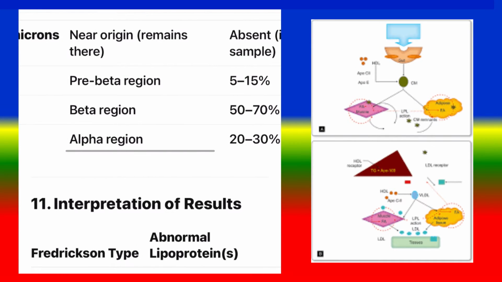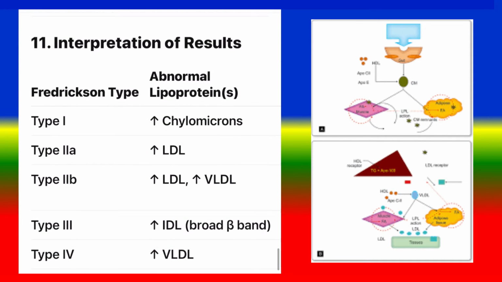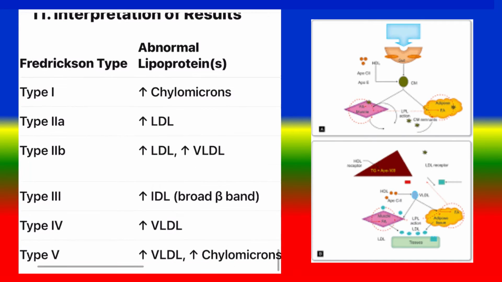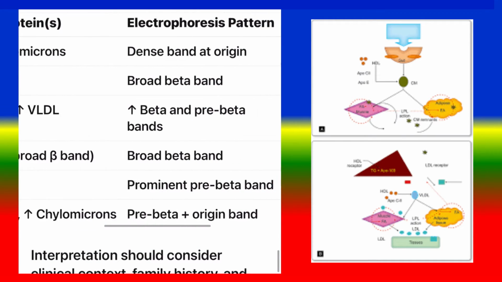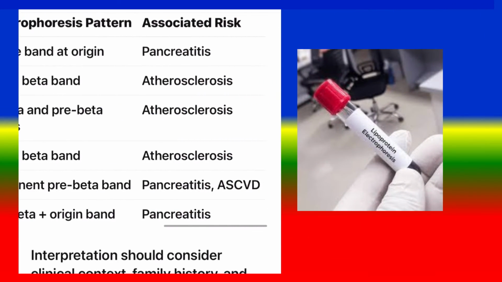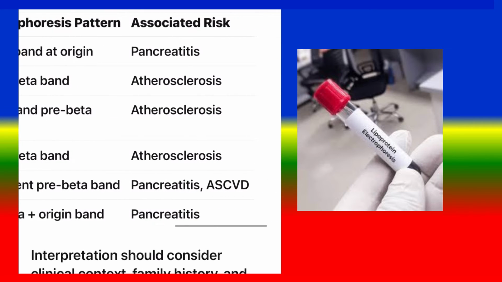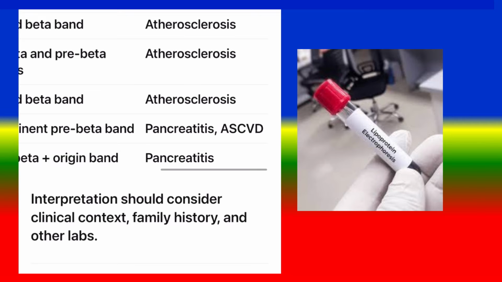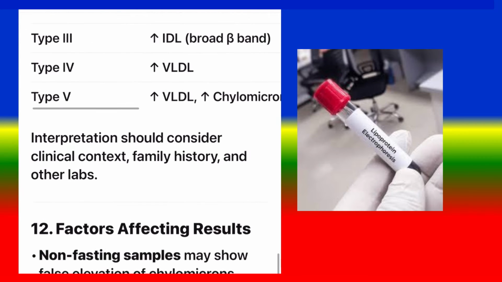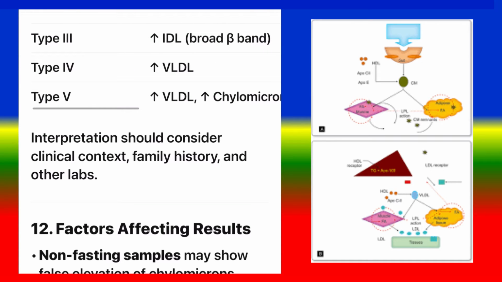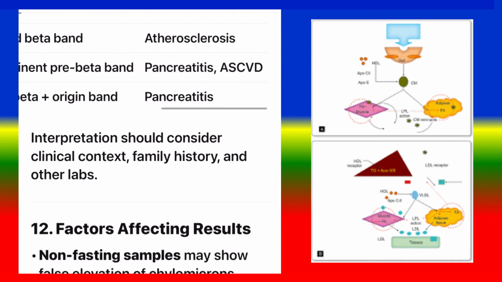11. Interpretation of results. Fredrickson type, abnormal lipoproteins, electrophoresis pattern, associated risk. Type 1, chylomicrons, dense band at origin, pancreatitis. Type 2A, LDL, broad beta band, atherosclerosis. Type 2B, LDL, VLDL, beta and pre-beta bands, atherosclerosis. Type 3, IDL, broad beta band, atherosclerosis. Type 4, VLDL, prominent pre-beta band, pancreatitis, ASCVD. Type 5, VLDL, chylomicrons, pre-beta plus origin band, pancreatitis.